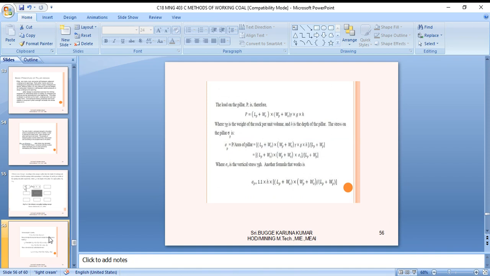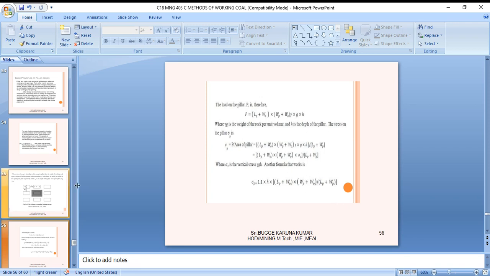So load P equals (Lp plus Wo, where Wo is the gallery width) multiplied with (Wp plus Wo) and rho g H, using gravitational force and the height of the particular pillar from the surface. Where rho g is the weight of the rock per unit volume and H is the depth of the pillar. The stress on the pillar is P by the area of the pillar, Lp times Wp, giving rho g H times (Lp plus Wo)(Wp plus Wo) by Lp Wp. Here, rho g H is the vertical stress.